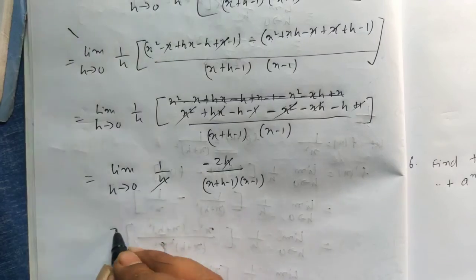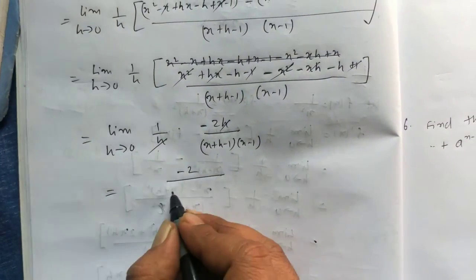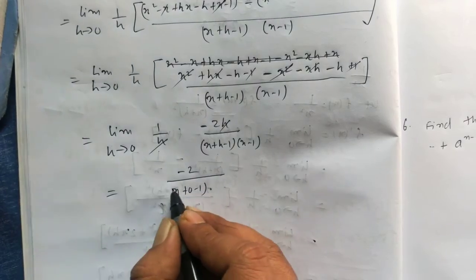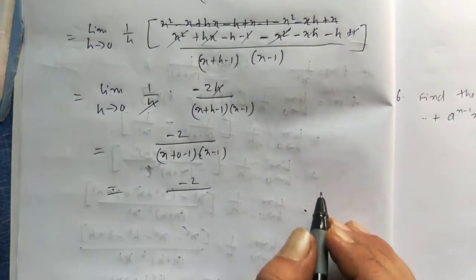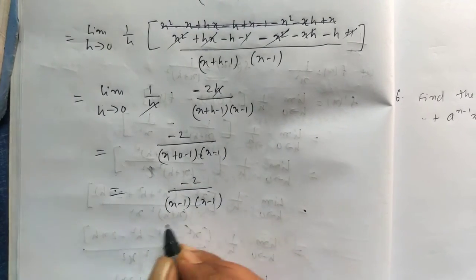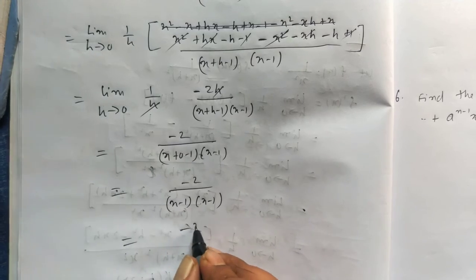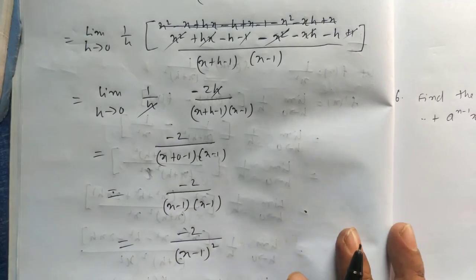So h cancels. You can put the value of h now. Minus 2 by (x + 0 - 1)(x - 1). So you are getting minus 2 by, this is x - 1 only, (x - 1). So you are getting -2/(x - 1)². This is your final answer.